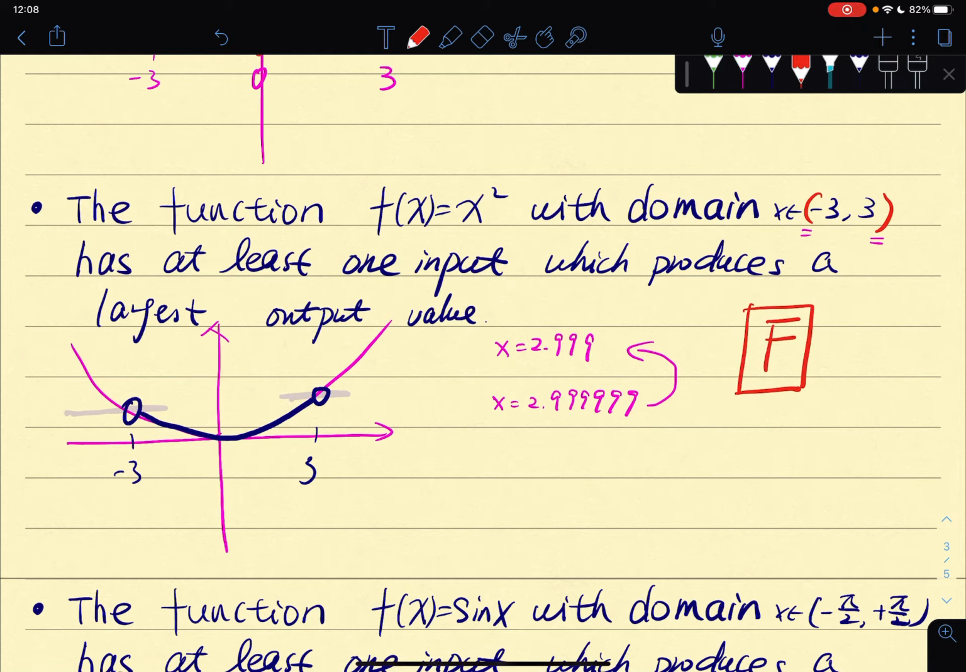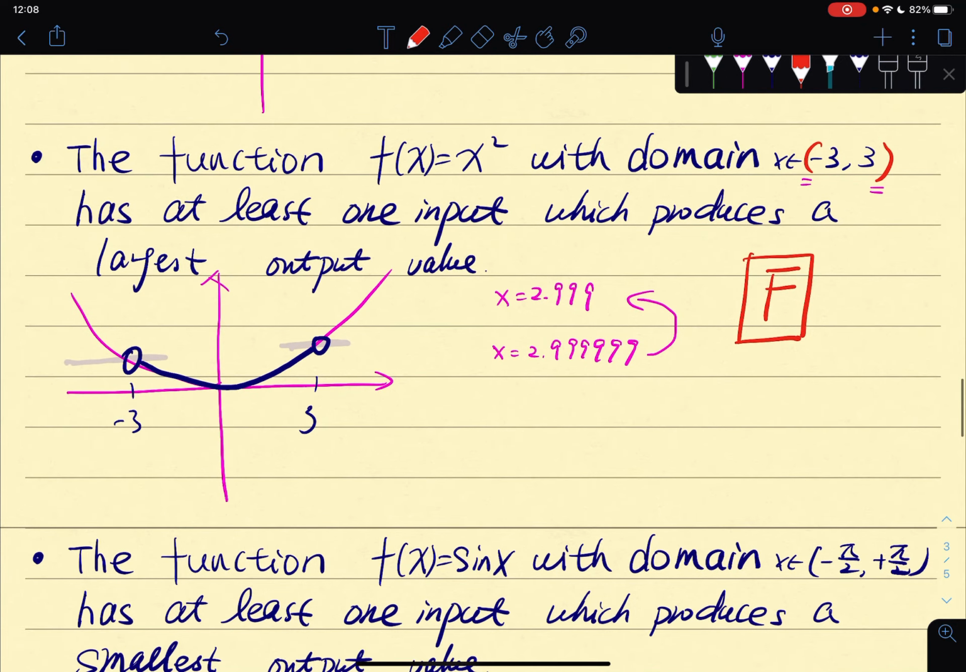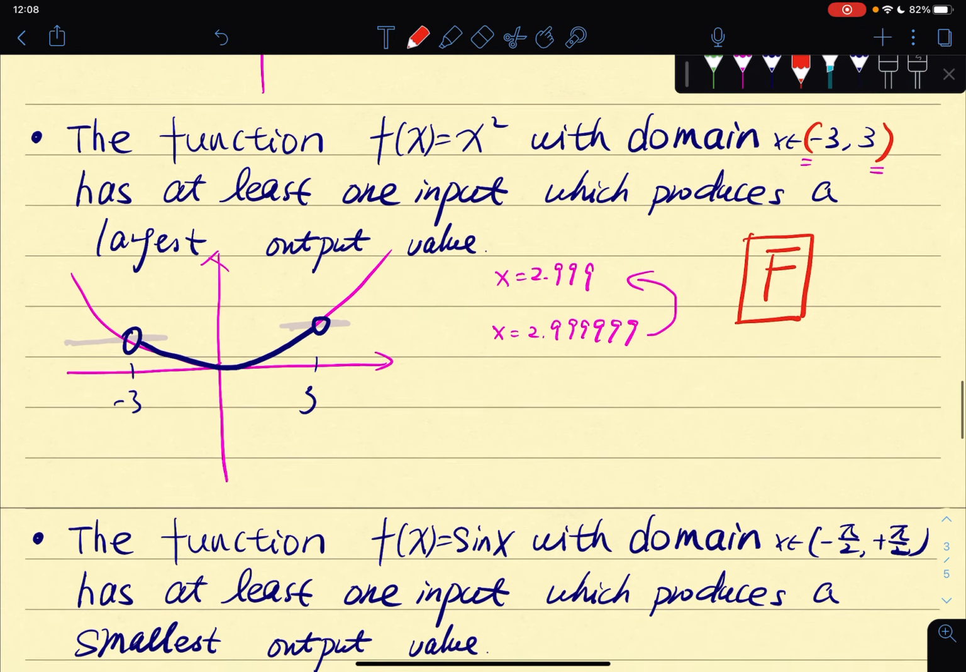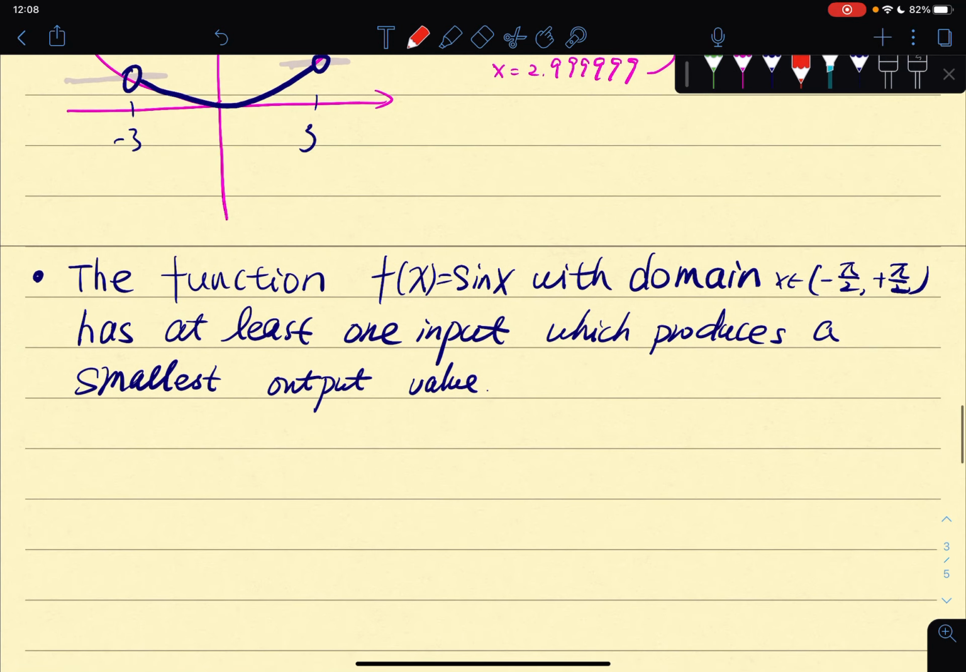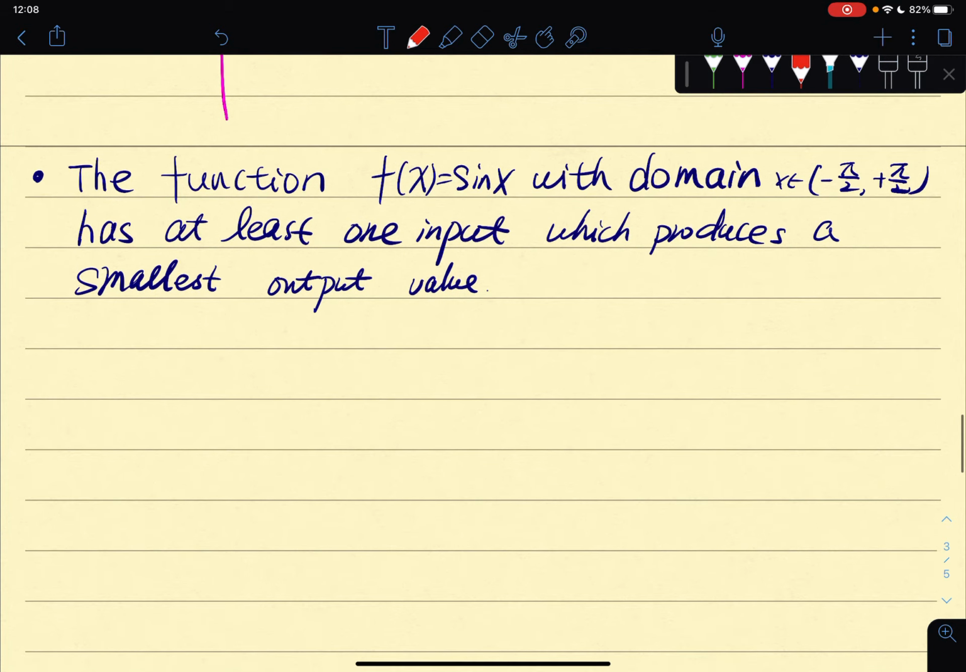I encourage you to stop here and try the rest of the problems. I didn't discuss everything, but there's one more I'm going to discuss, but I want you to try the rest yourself, okay? So the last problem we have is for a sine function, and it is defined from -pi/2 to +pi/2, excluding the boundary points.